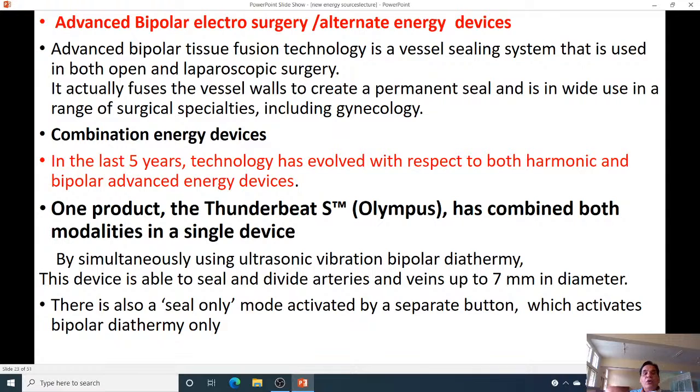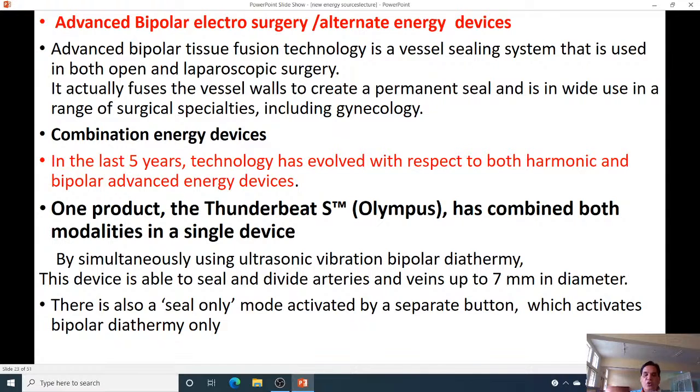Going further above, this advanced bipolar tissue system is called a vessel sealing system. So you are going one step ahead. The difference is it actually fuses the vessel wall to create a permanent seal, and it is widely used. Combinations of energy devices have come about, a number of them. So technology has evolved with respect to both harmonic and bipolar advanced energy devices. These two have rapidly taken over by storm.